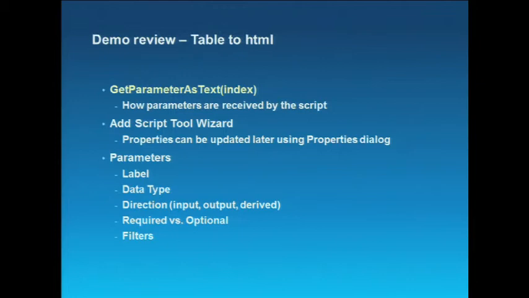They have a direction: input, output, derived. I'm going to talk about derived a bit. Required versus optional. An optional parameter is one where, if they don't give you a value, you're going to supply one. You can put filters on. I showed doing that with the HTML output and the fields.